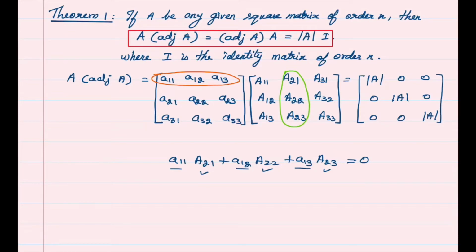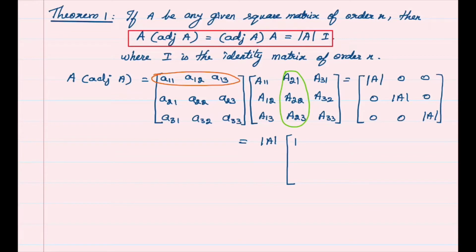Sum of the product of elements of any row with their corresponding cofactors will give the determinant value. Whereas, if the elements of a row are multiplied with the cofactors of any other row, then their sum is 0. We can take determinant of A common. To take a common number out from a matrix, we have to take it out from all the elements. Therefore, this becomes determinant of A into I. Similarly, we can prove that adjoint of A into A is determinant of A into I.